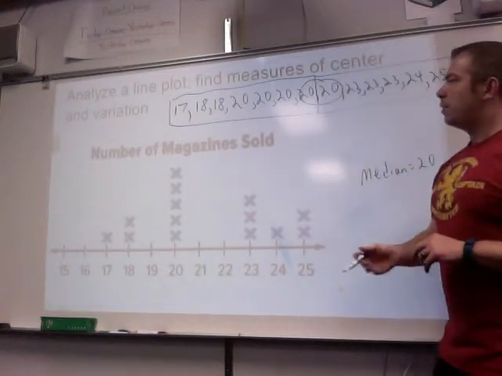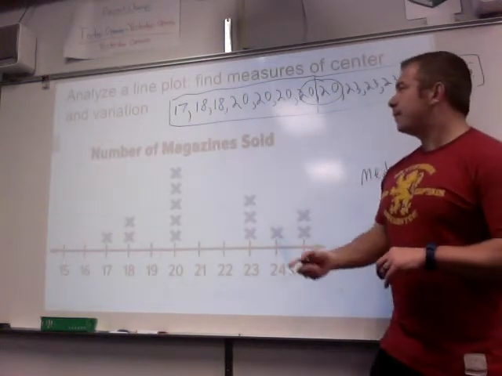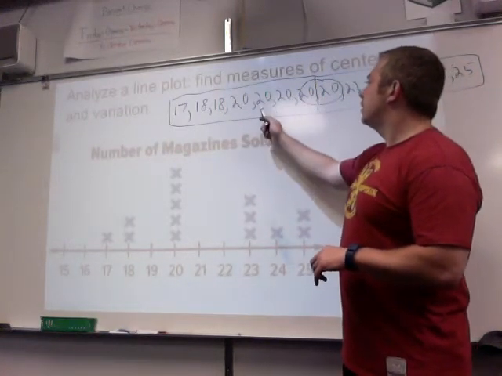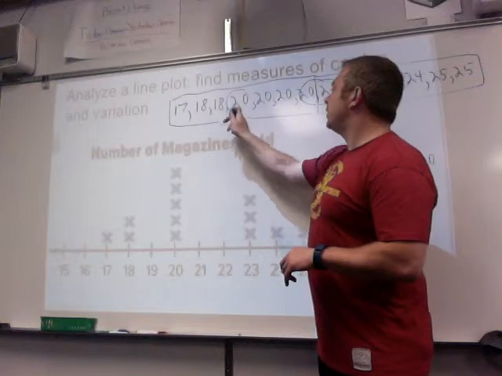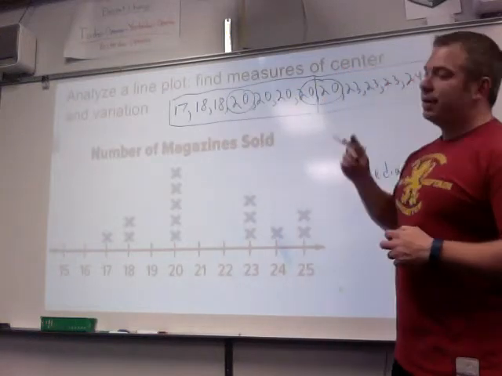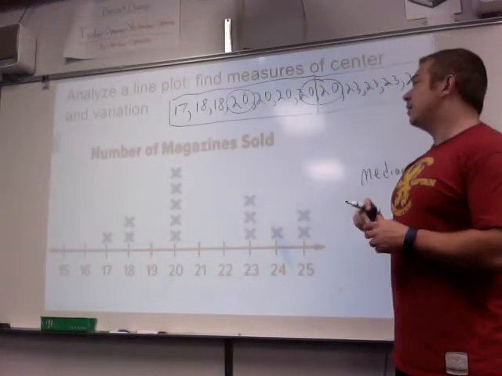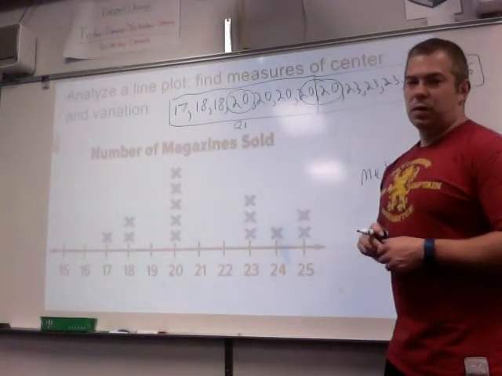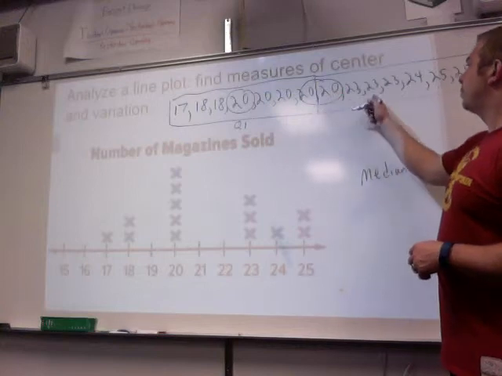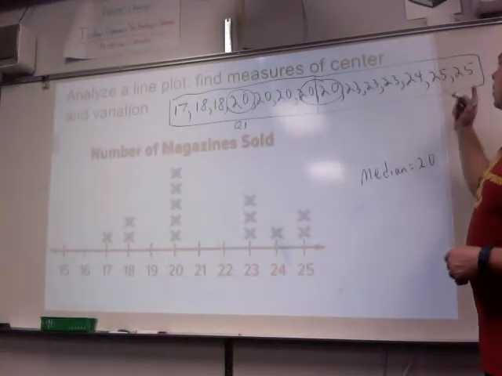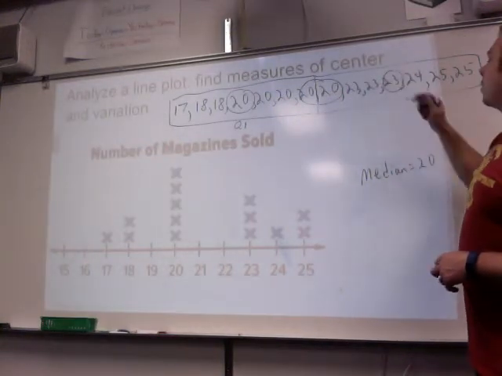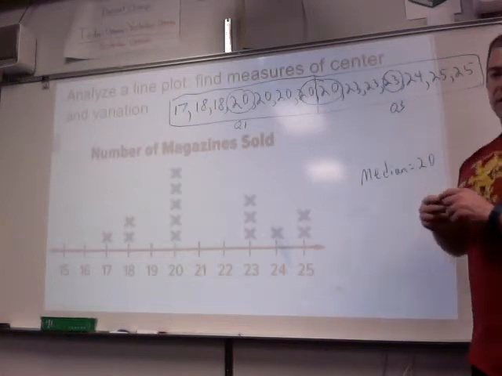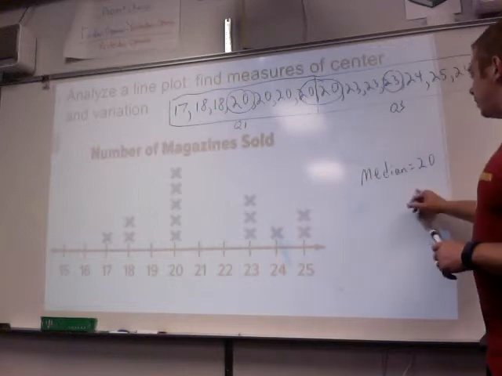So quartile 1 would be the median of the bottom half. 1, 2, 3, 4, 5, 6, 7. So 20 is not only our median, it's also our quartile 1. Okay? And in the top half, 1, 2, 3, the fourth number, quartile 3, Q3, is 23. All right? So the median's 20.